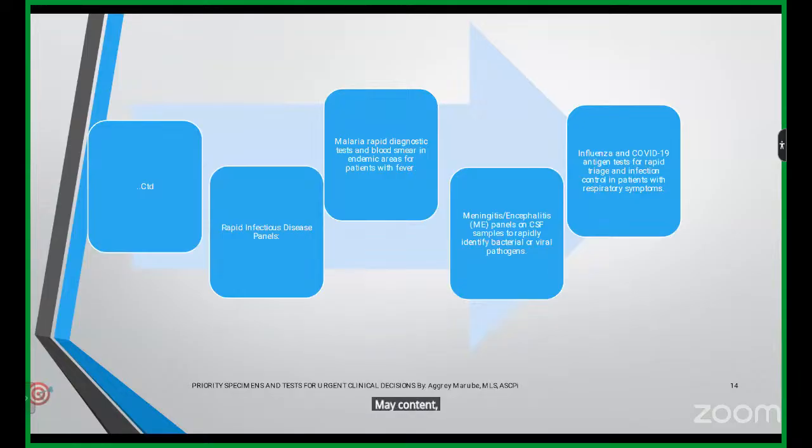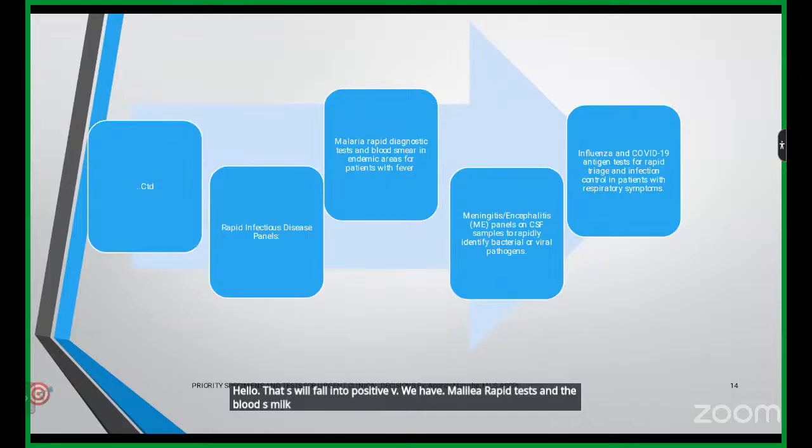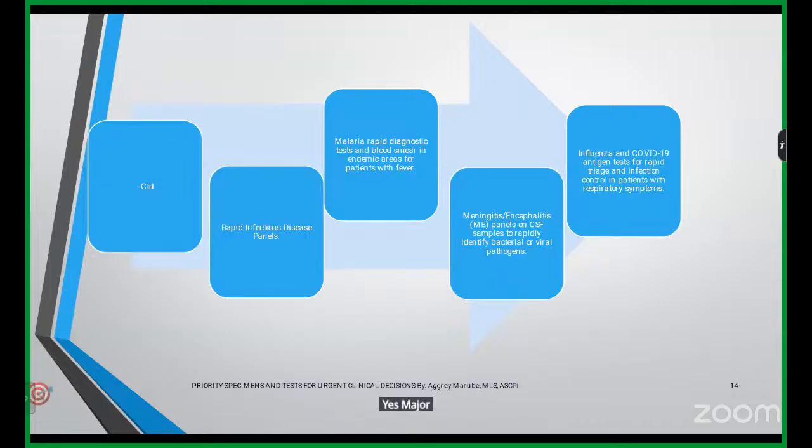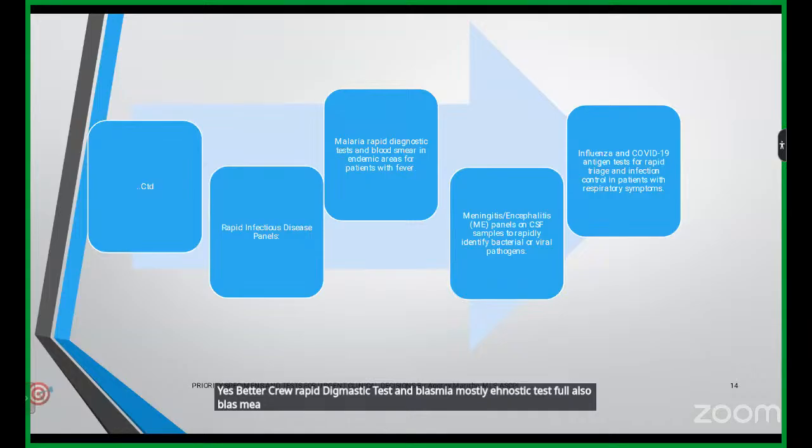We are continuing with the same. We have rapid infectious disease panels that will fall into priority spaces. We have malaria rapid diagnostic tests and a blood smear in endemic areas for patients with fever. Yes, we are talking of rapid diagnostic tests and a blood smear. Mostly rapid diagnostic tests are followed by a blood smear, so they can be done together.